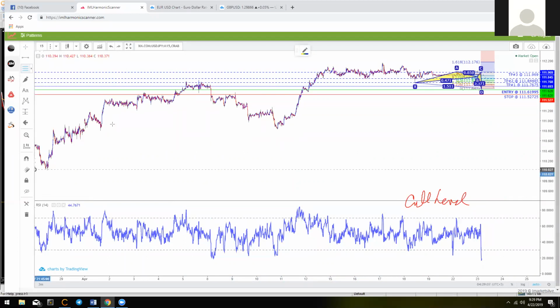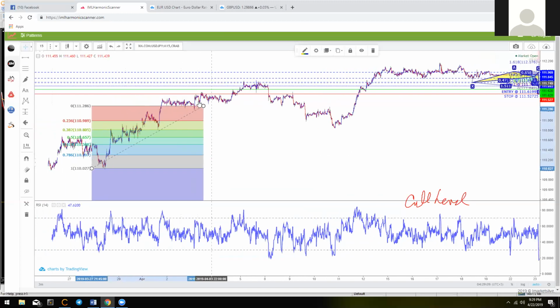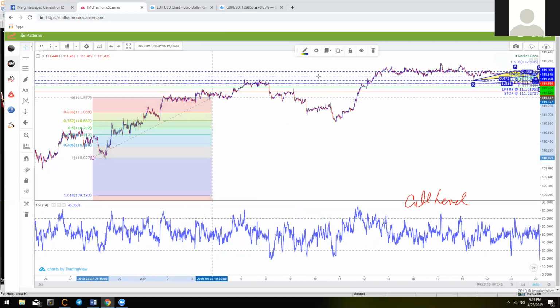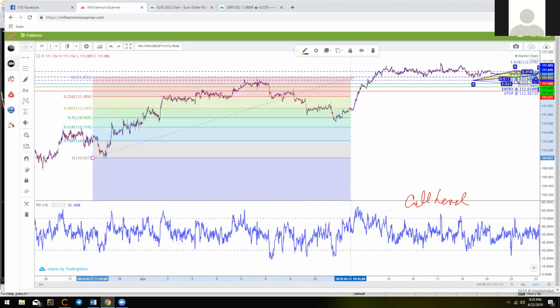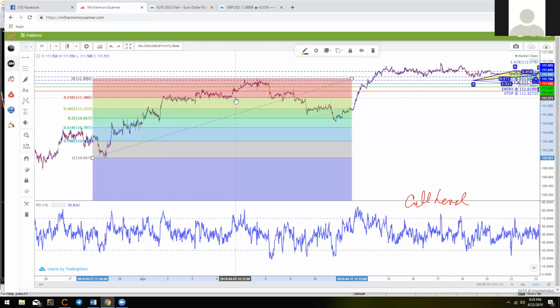Let's see, from the bottom to the top. It came down, it would have activated my 23.6%, and it would have gone all the way to the 50%, and then it would have retraced going back the other way.